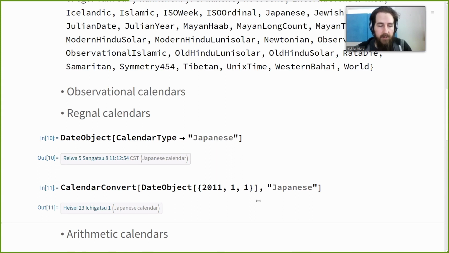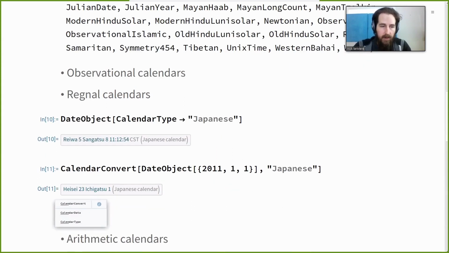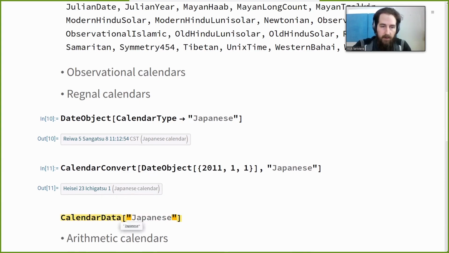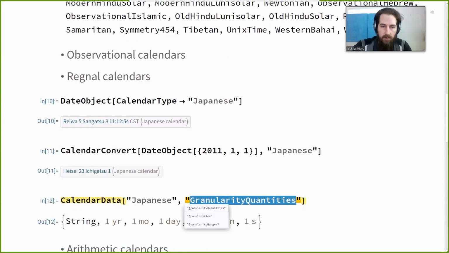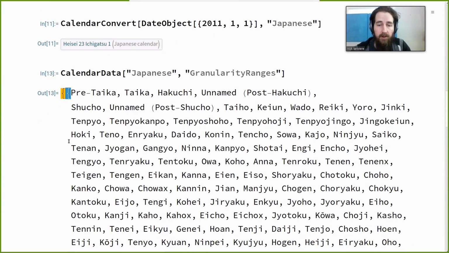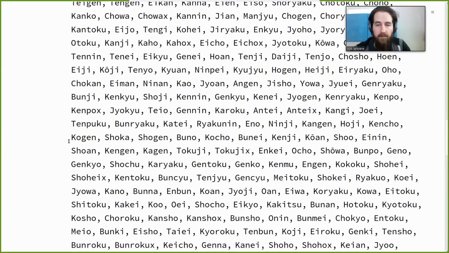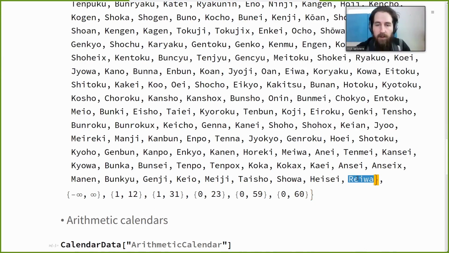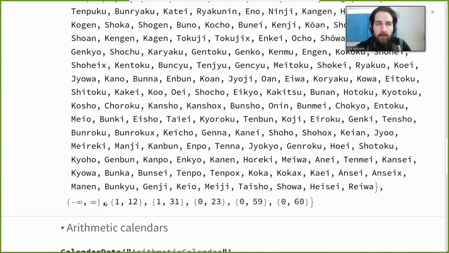So there's a large collection. If we look at our calendar data for the Japanese calendar, and we look at our calendar granularity quantities, which are basically our granularity ranges, which are the possible specifications, we have this large collection here of different eras that exist throughout the Japanese calendar that correspond to the regnal periods of different emperors in Japan. So we're currently in Reiwa. We had Heisei and Showa, Taisho, Meiji, on and on back to early feudal periods in Japan.